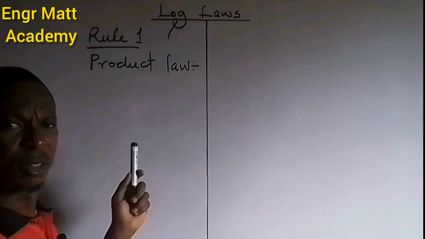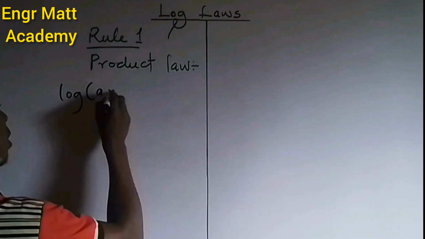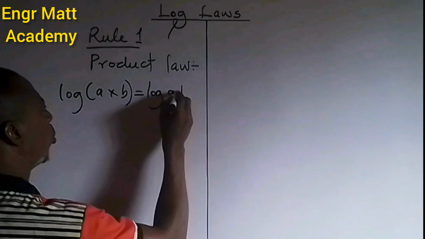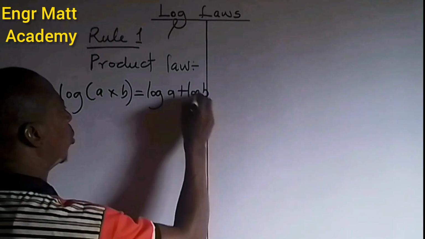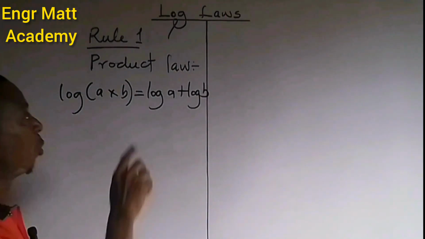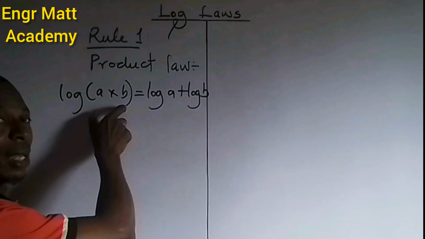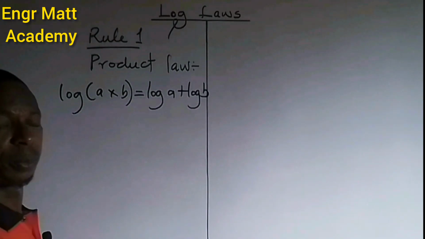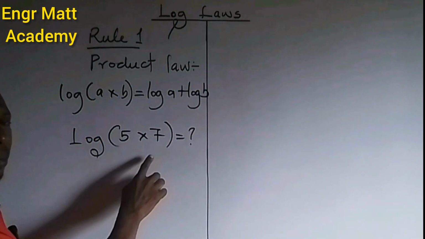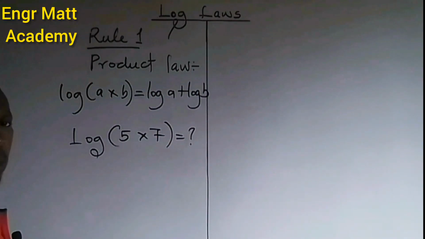What does this law say? It says log A times B is equal to log A plus log B. But what does this mean? It means when you see two numbers multiplying inside log, split the numbers with plus, or addition. This is a multiplication problem inside log. So what do we do? We apply the product law.